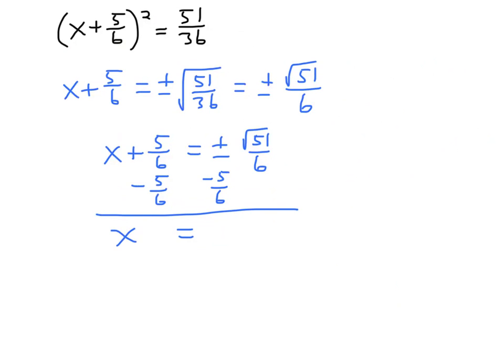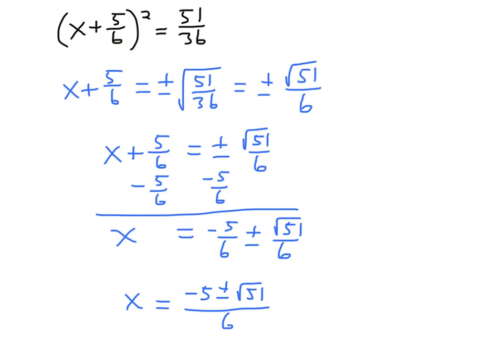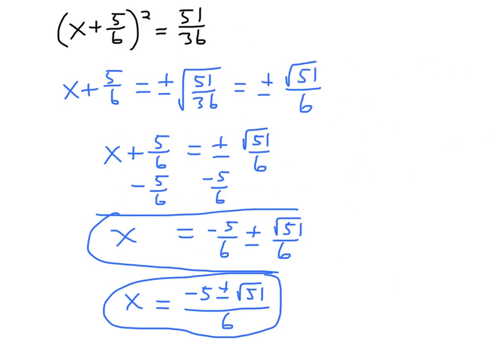So x equals, and I'll write the negative 5/6 first, and then it's going to be plus or minus the square root of 51 over 6. And since the denominators are common and you're adding or subtracting the fractions, you could put that together into one fraction and say negative 5 plus or minus the square root of 51 all over 6 if you wanted to. Okay, this answer here would also be correct as well. So there's a couple of different ways of writing it.